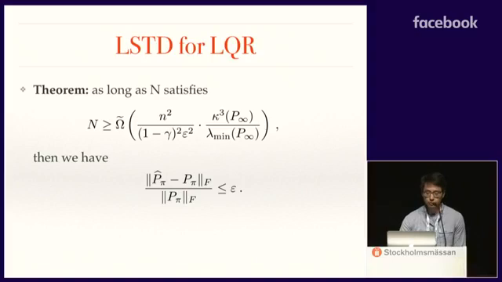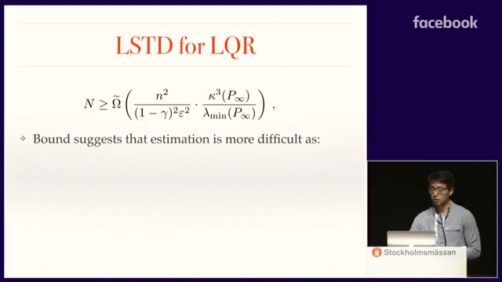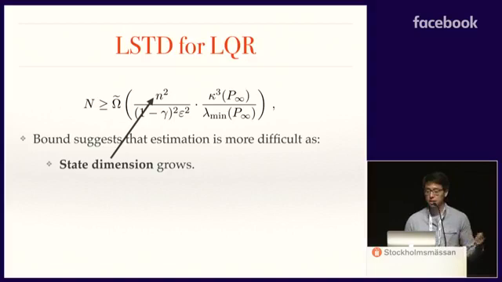So let's interpret this bound a little bit, because it's maybe not the cleanest looking. Let's think about what makes estimation more difficult, at least what's suggested by this upper bound. When is it more difficult to learn a value function? The first thing that happens is when the state dimension grows, right? So it has this n squared dependence. It's actually not the greatest. We would maybe hope that it's order n, but it's actually n squared.